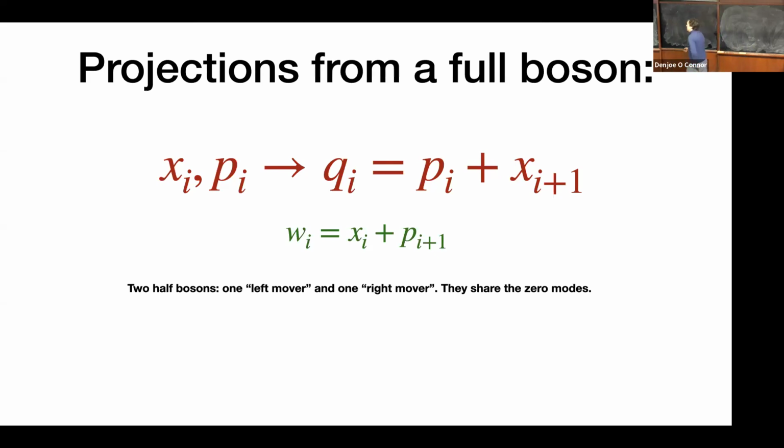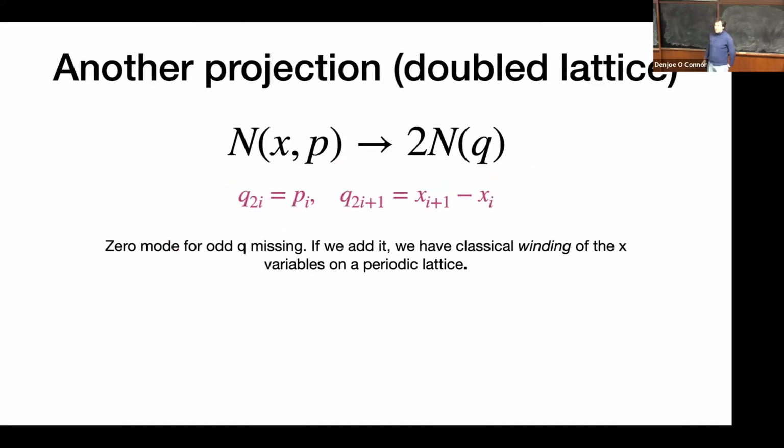Okay? So this is what happened in how one passes to B7. There's another way to do a projection, which is you say, well, if I have n x's and p's, that's the same thing as having two n q's. So is there a way to pass from the x's and p's on a lattice with n sides to a lattice of two n sides?